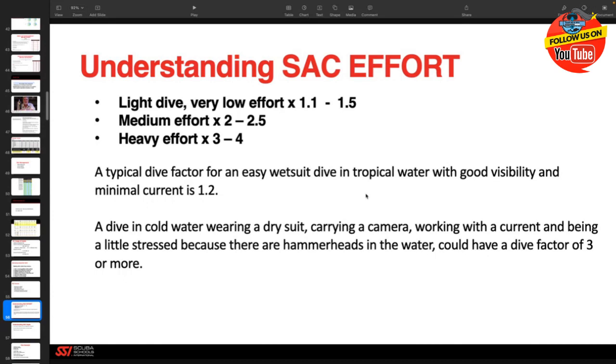A dive in cold water wearing a dry suit, carrying a camera, working against the current, a little stressed because the hammerheads are in the water, could have a dive factor of 3 or more. So it's something you definitely need to take into consideration, the factor of the dive. Now, the multiple factors that we use are relatively subjective as well. Chase, your work factor certainly may be different than mine. Now, I need to, and you kind of preempted before I got to the slide.